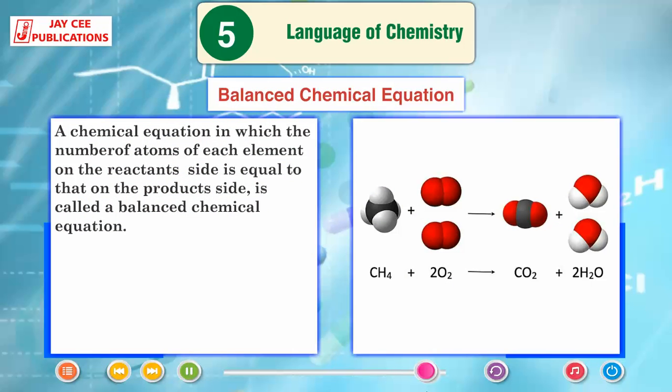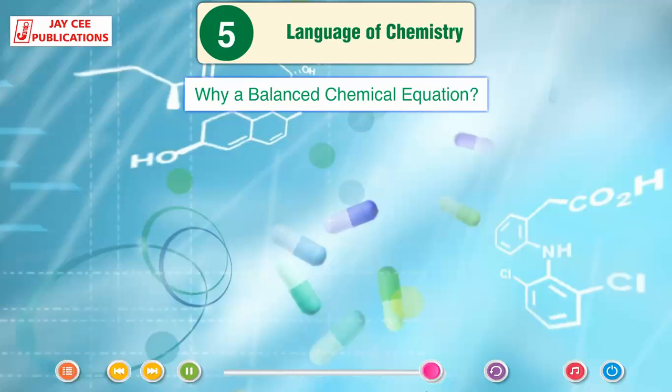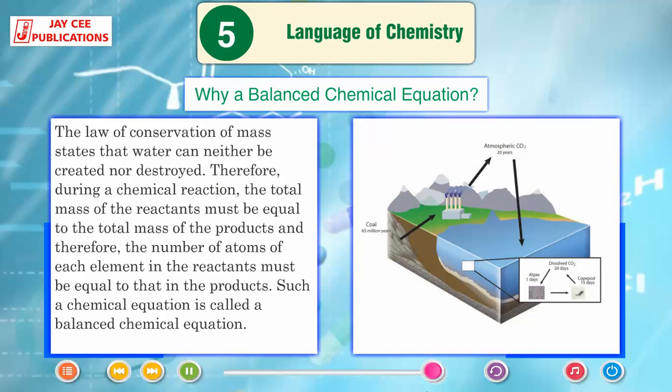Balanced chemical equation. A chemical equation in which the number of atoms of each element on the reactant side is equal to that on the product side is called a balanced chemical equation. Why a balanced chemical equation? The law of conservation of mass states that matter can neither be created nor destroyed. Therefore, during a chemical reaction, the total mass of the reactants must be equal to the total mass of the products, and therefore, the number of atoms of each element in the reactants must be equal to that in the products. Such a chemical equation is called a balanced chemical equation.